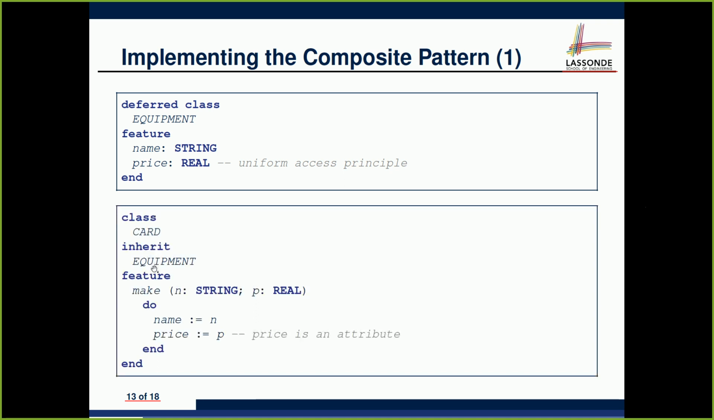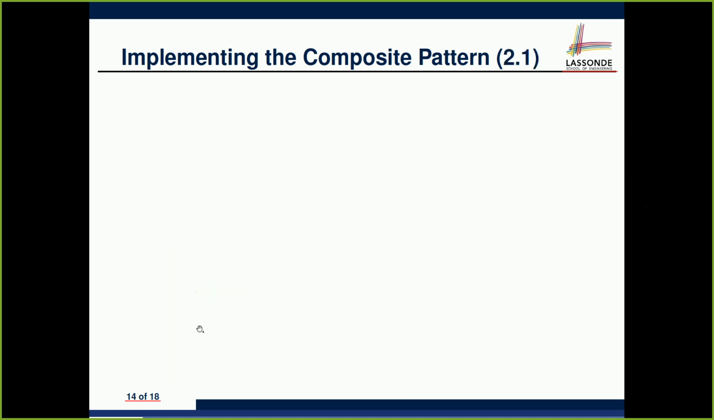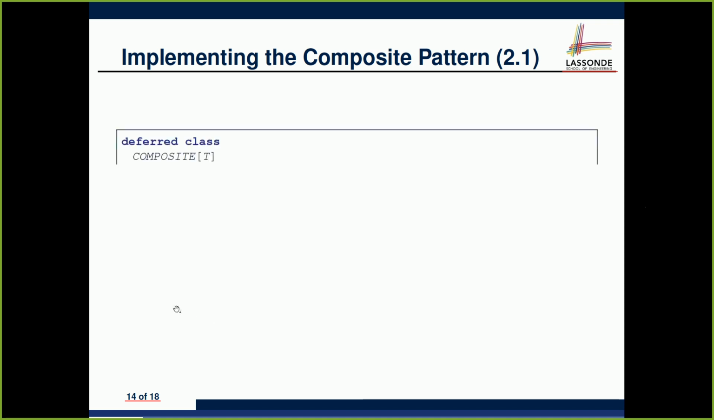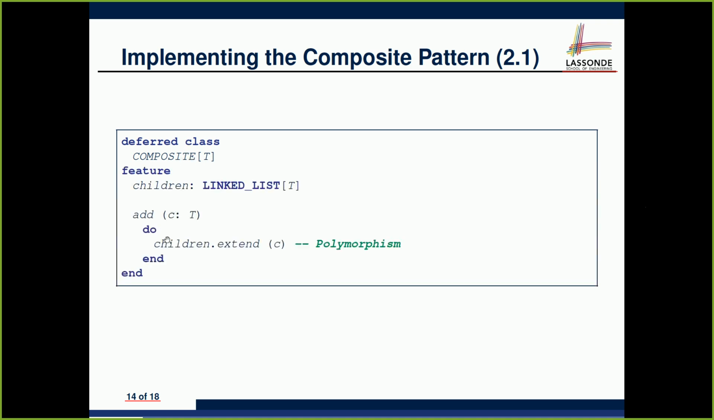Okay, so now for the base case, for example, you might say, I'm just going to assign the price for the card to be, for example, 200, right? Okay, that's easy to see. And now we want to see how we define a price for composite equipments. Let's do the composite class first. You can see it's deferred, it's generic. We got children, we got add over here.